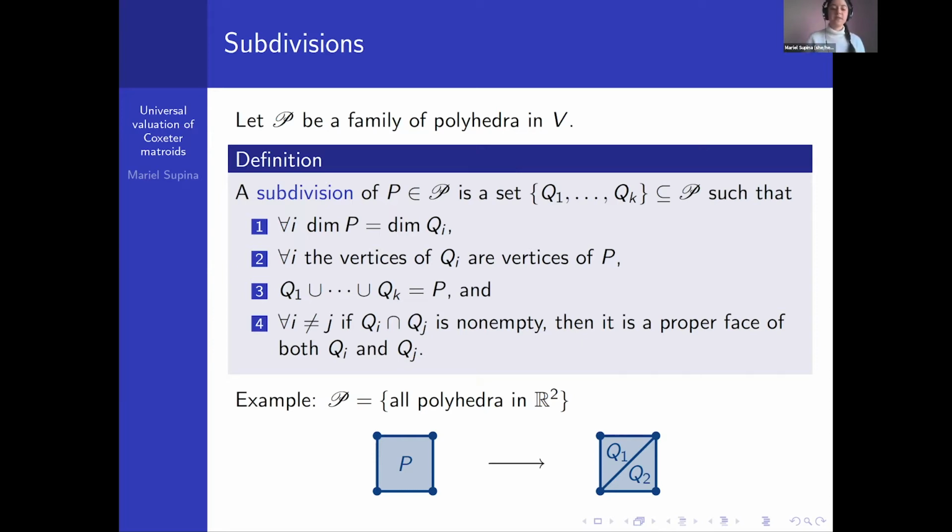of both of them. So for example, if my family is all polyhedra in R2 and my P is the square, then I can take these 2 triangles Q1 and Q2, and you can see that their union gives me P and they only use vertices from P. And if I intersect them, I get this diagonal edge. So that's a face of both of them. And so this is one subdivision of P.